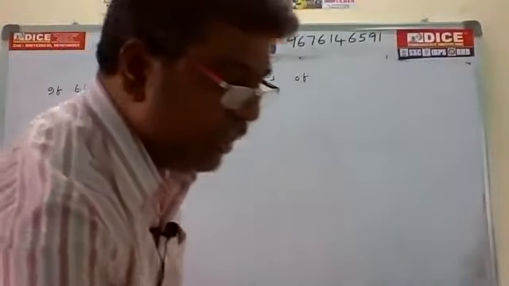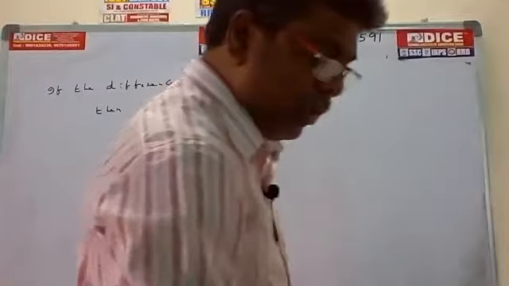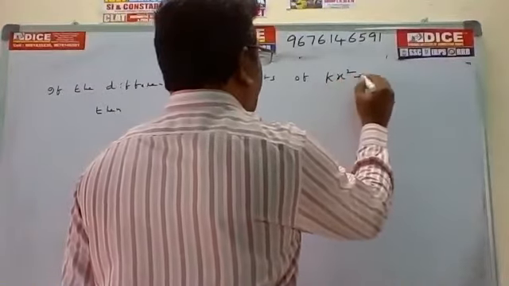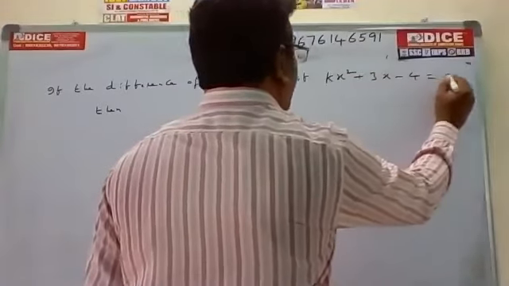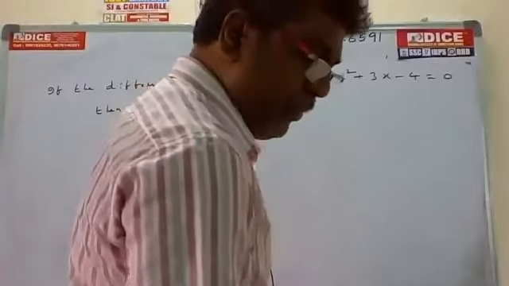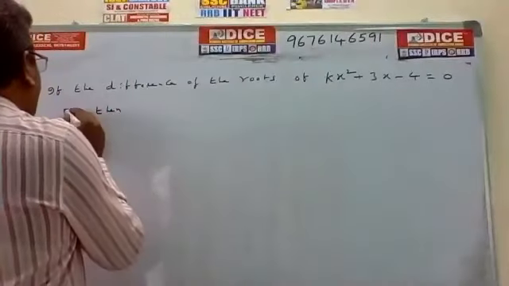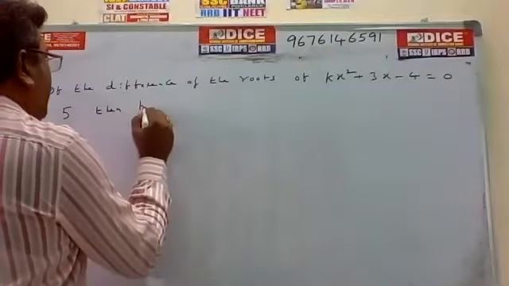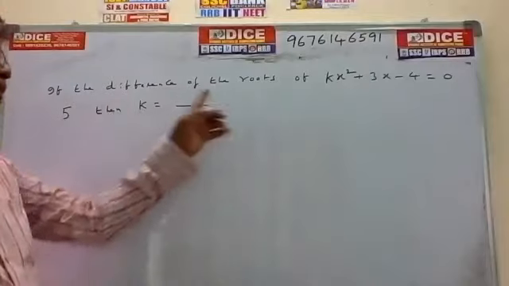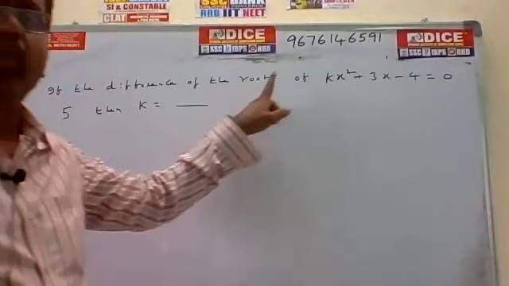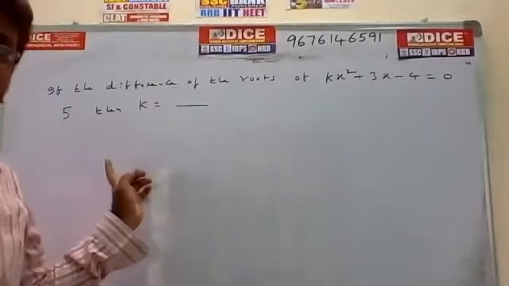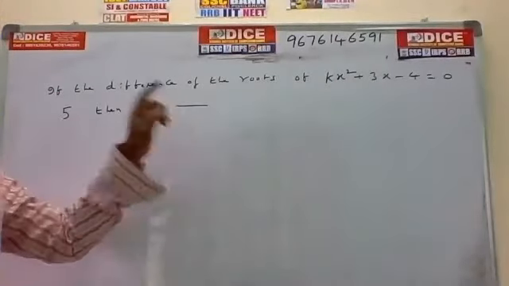If the difference of the roots of kx square plus 3x minus 4 is equal to 0 is 5, then k is equal to dash.